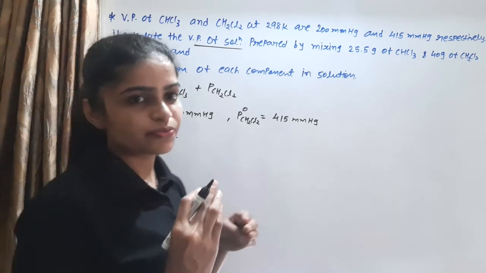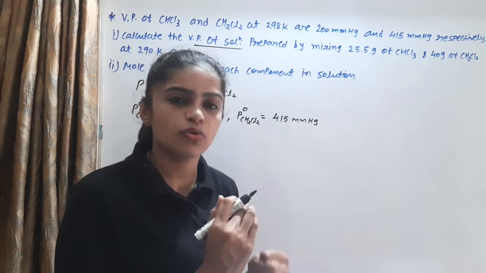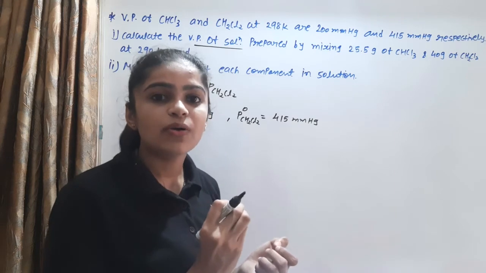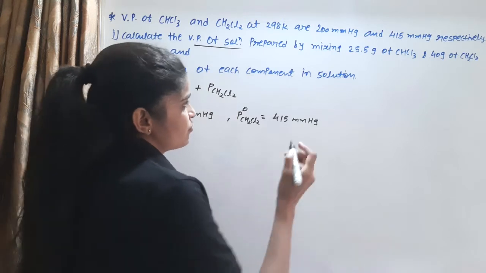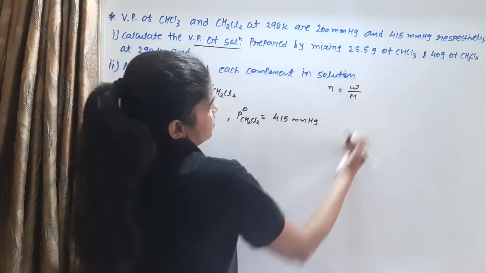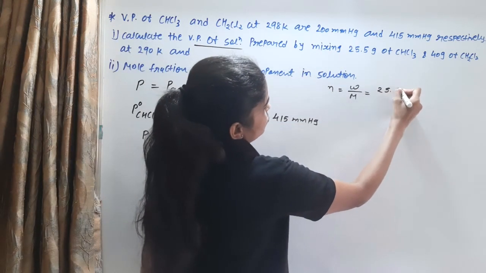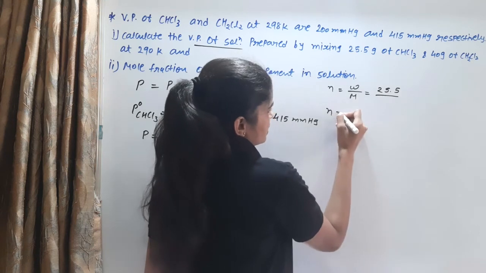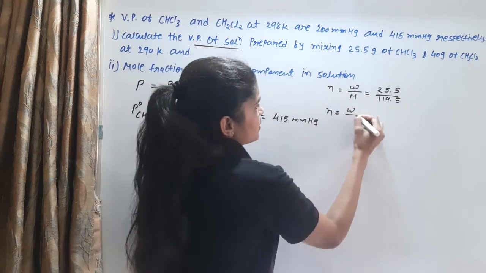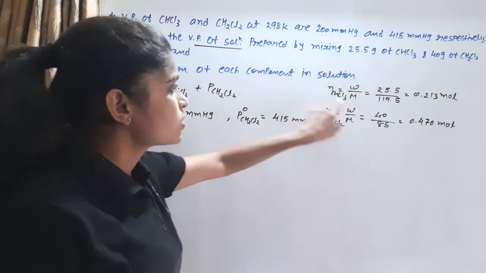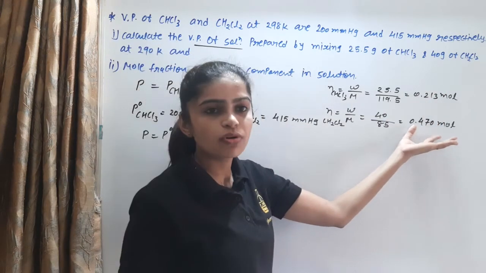The mole fraction is equal to the number of moles of A upon the number of moles of A plus the number of moles of B. Before that, we find the number of moles. So moles n is equal to the weight by molar mass. For CHCl3, the weight given is 25.5 divided by its molar mass, 119.5. So the moles for CHCl3 is equal to 0.213 and for CH2Cl2 it is 0.473.